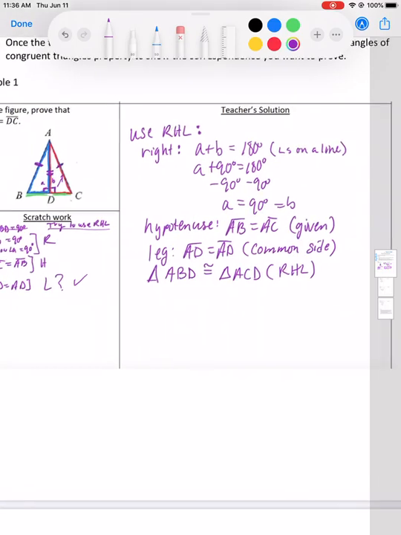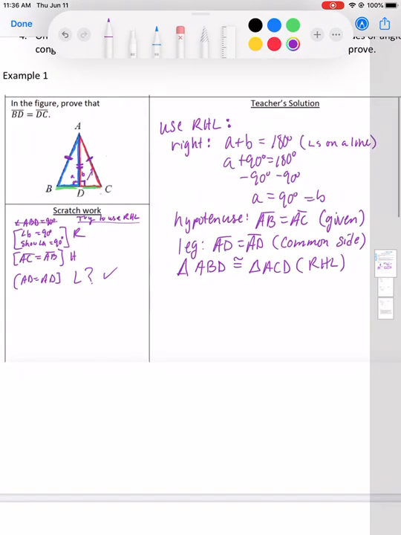Now, we haven't proven what we came out to prove. We wanted to prove that BD was equal to DC, those green parts. And so, once we've proven the triangles are congruent, like we've said before, all the other parts are congruent. That means that BD is equal to DC. That means that angle ABD is equal to angle ACD.